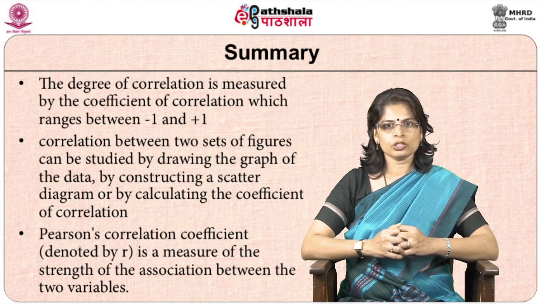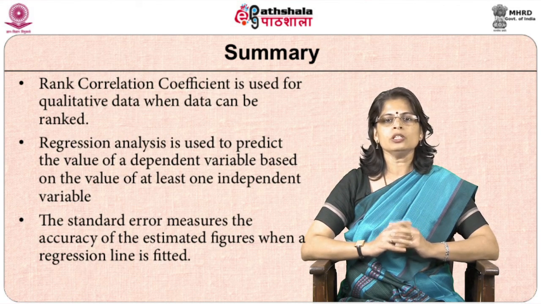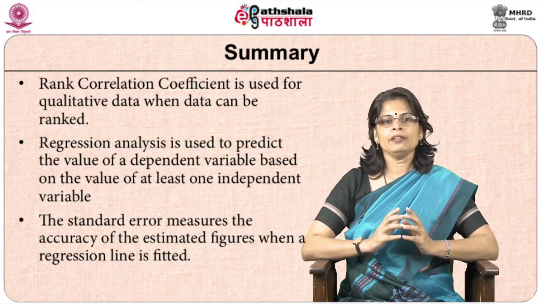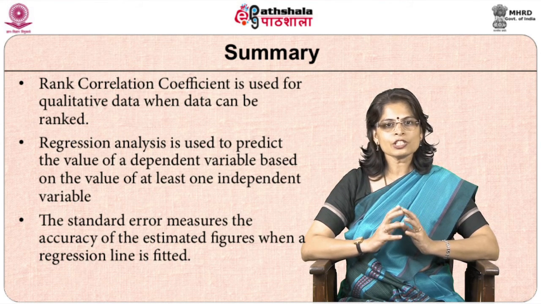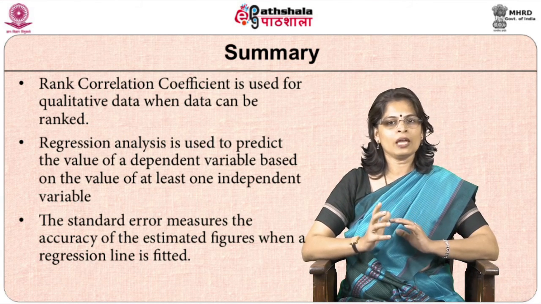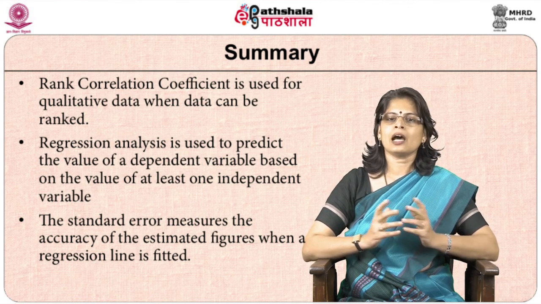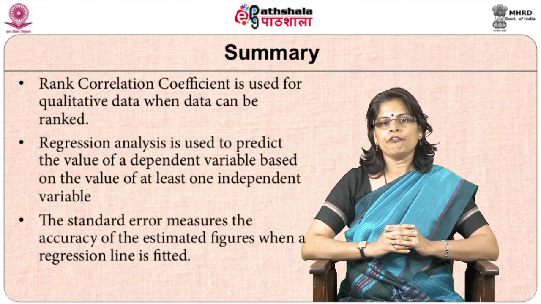Pearson's correlation coefficient is a measure of the strength of association between the two variables, whereas rank correlation coefficient is used for qualitative data when the data can be ranked. Regression analysis is used to predict the value of a dependent variable based on the value of at least one independent variable. The standard error measures the accuracy of the estimated figures when the regression line is fitted. Hope this module has given you a good understanding of the statistical concepts of standard deviation, correlation, and linear regression.